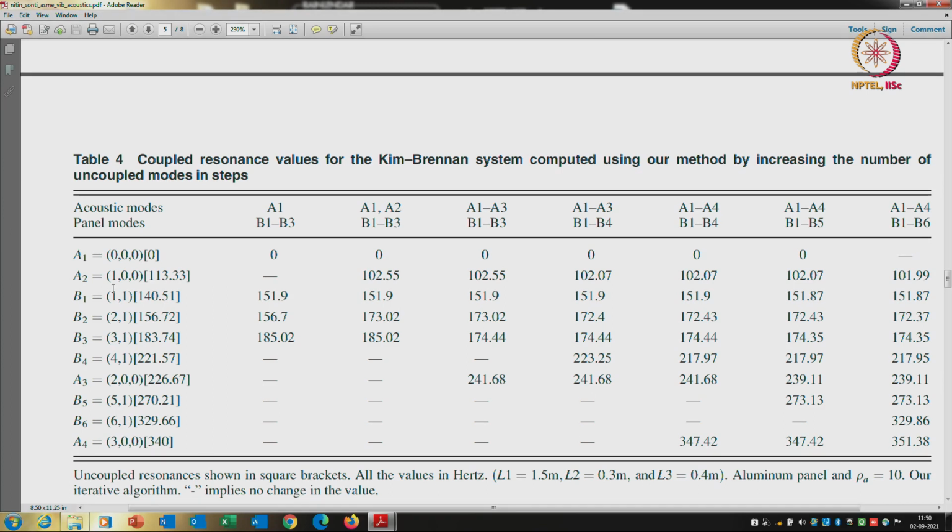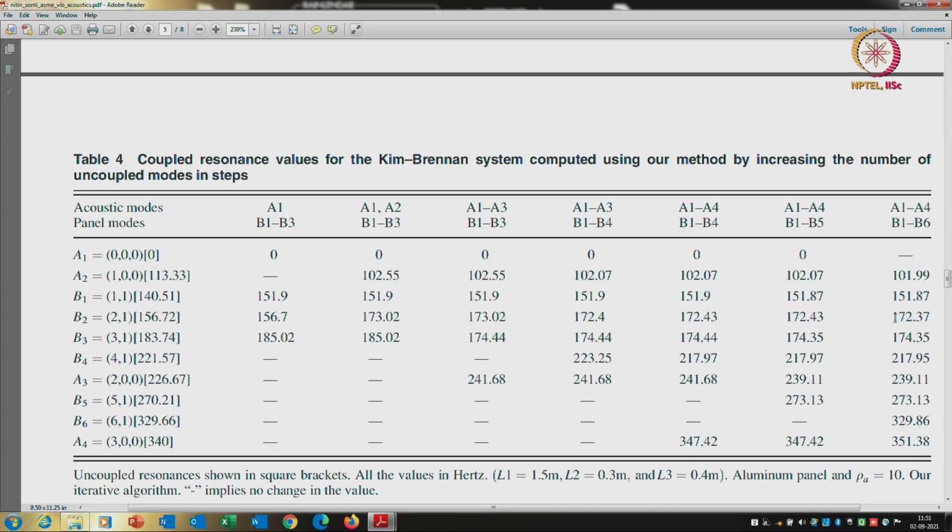Similarly, the B1 mode starts off at 140.51, in the first set goes to 151.9, and more or less remains there, maybe slightly dropping. The next, the B2 mode at 156.72, drops to 156, is raised to 173, remains at 173, drops a little to 172.4 and so on, and starts to settle.